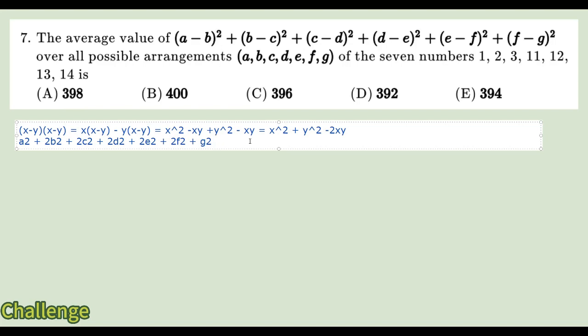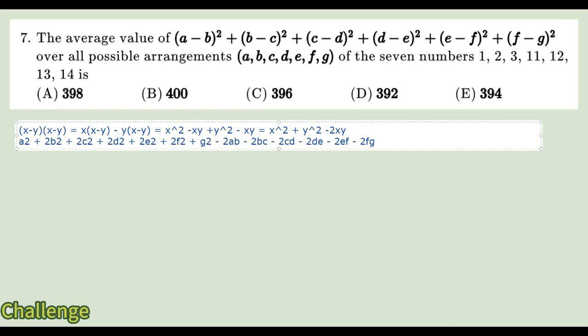Okay, so after that, we still have to add on the minus 2xy's. So the minus 2xy's, we have minus 2ab minus 2bc minus 2cd minus 2de minus 2ef minus 2fg.